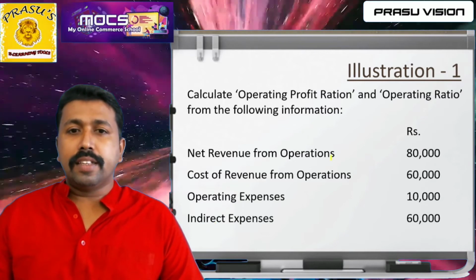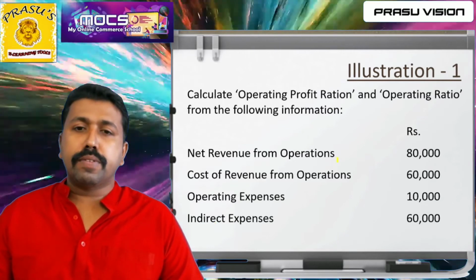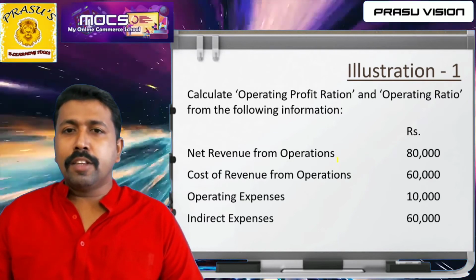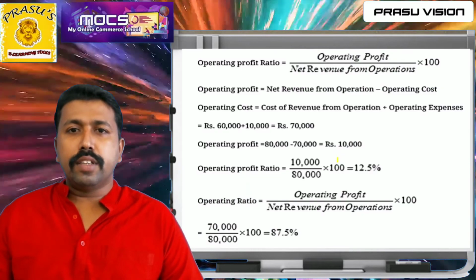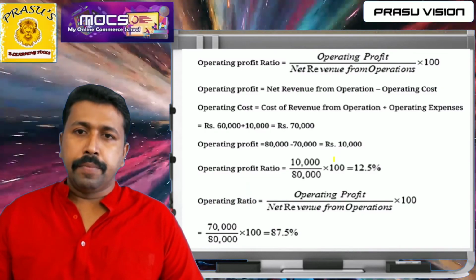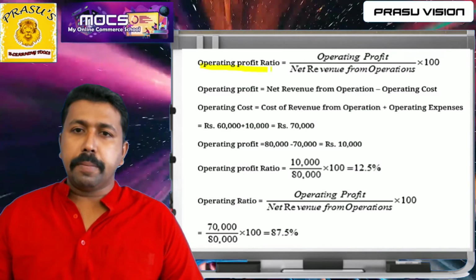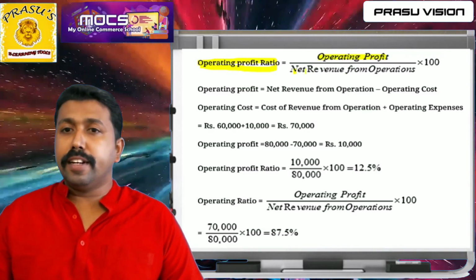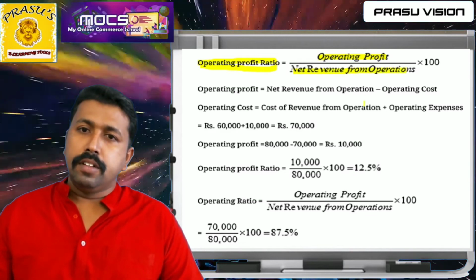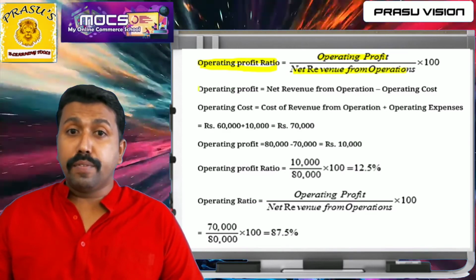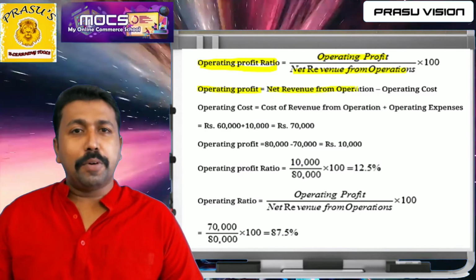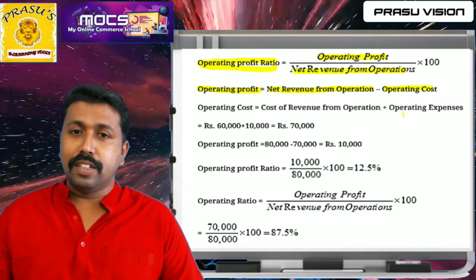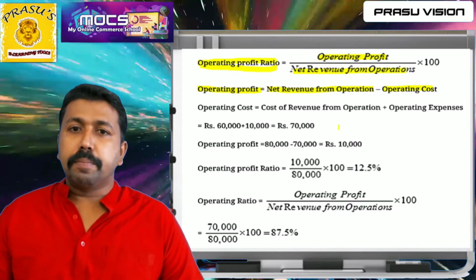Some information is given: the net revenue from operation, cost of revenue from operation, operating expenses and indirect expenses. Keep in mind the values and how we can find the amounts and the ratios. Operating profit ratio we can calculate using the equation operating profit divided by net revenue from operation into 100. And how can we find the operating profit? The net revenue from operation amount is there in the question, minus the operating expenses or operating cost, and we will get the operating profit.